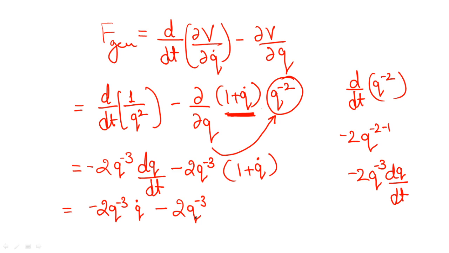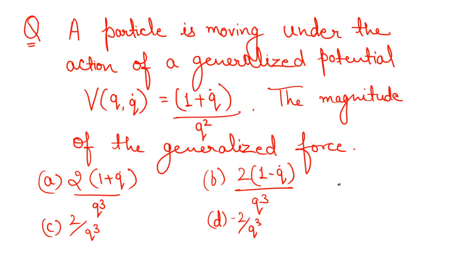After this, let's check the sign once again, because it was in the nx to the n minus 1 form. So minus 2 is already there, so minus minus will become plus. So plus 2 q to the power minus 3 and plus 2 q to the power minus 3 q dot. This term and this term will get cancelled out. You will just get 2 upon q cube, which means that option C will be the correct option if you are getting 2 upon q cube.